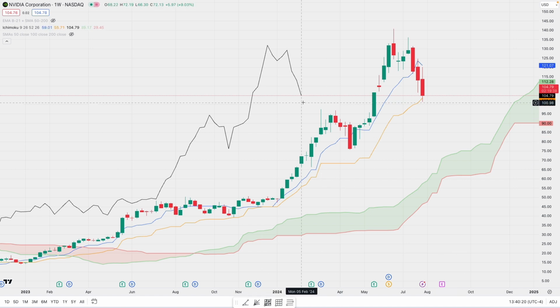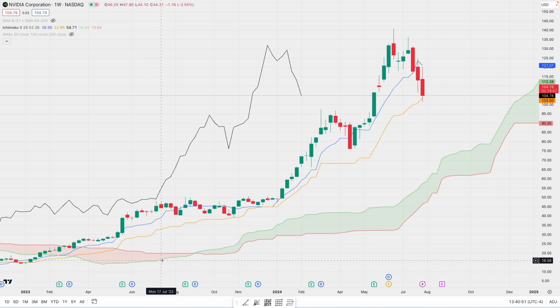And then we've got the lagging span here. So that's this black line. And again, that takes the price action that's happening and moves it back 26 spots. So if price is below the lagging span, then that is a bullish sign in a chart. It means that the prices ahead have been rising over the 26 periods. And then we've got a green cloud here, and that is offering some levels of support.